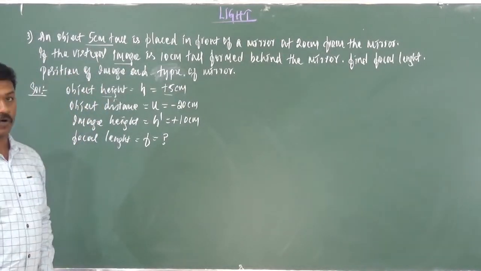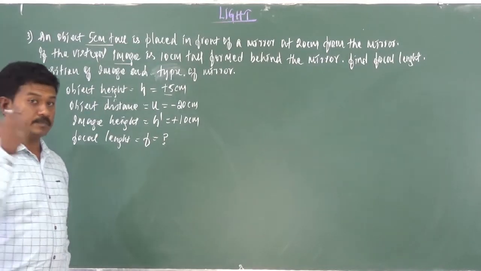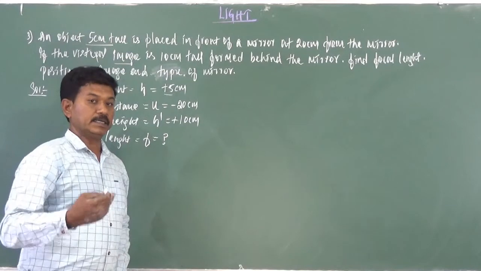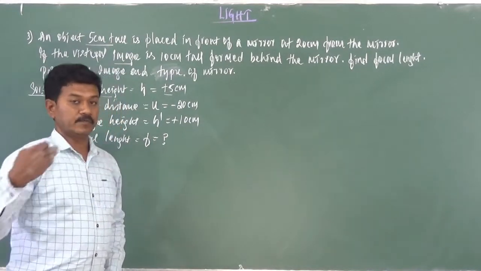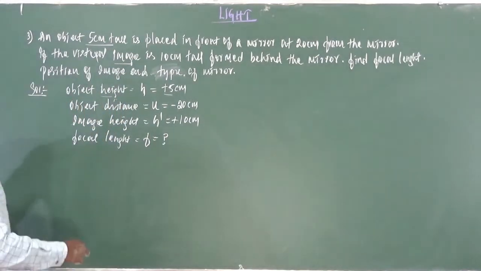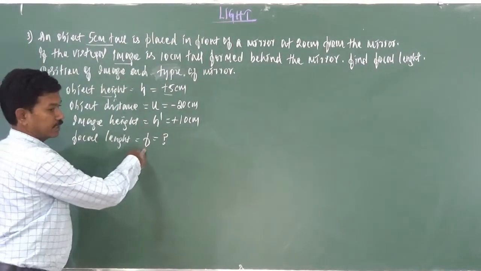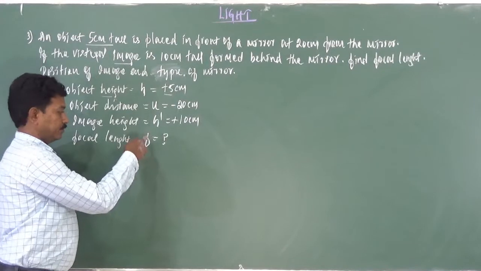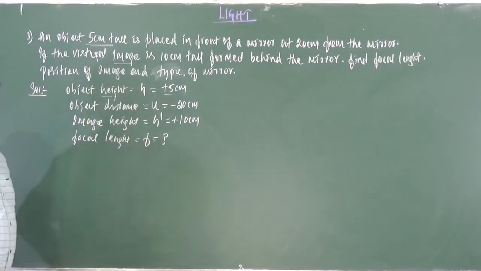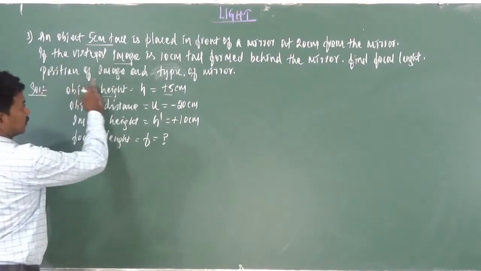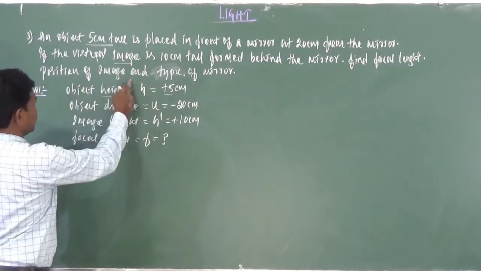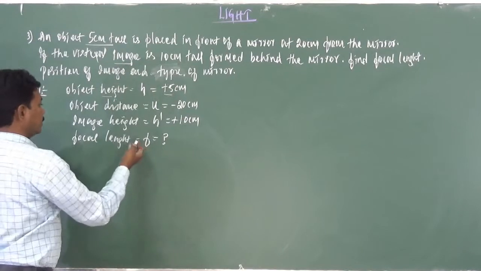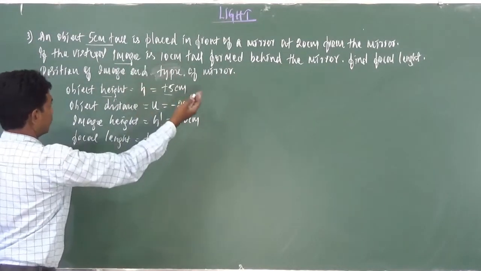Because convex mirrors' focal length will be positive. In case of concave mirrors, focal length will be negative. So if the focal length you get here is negative, then the mirror is concave. If the focal length you get here is positive, then the mirror is convex. Find the focal length, position of the image and type of mirror. Depending upon focal length we can tell the type of mirror.